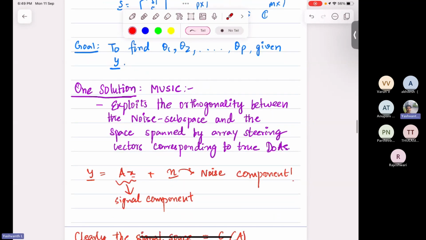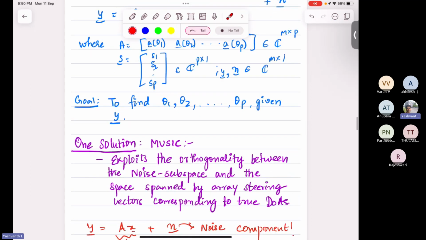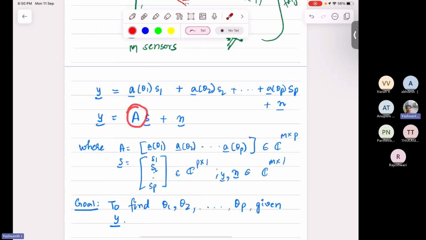One solution is MUSIC. Basically, what it does is it exploits the orthogonality between the noise subspace and the space spanned by the array steering response vectors corresponding to the true DOAs. What I'm trying to say is the space spanned by this guy, AS, is called the signal space. The space spanned by n is called the noise space.